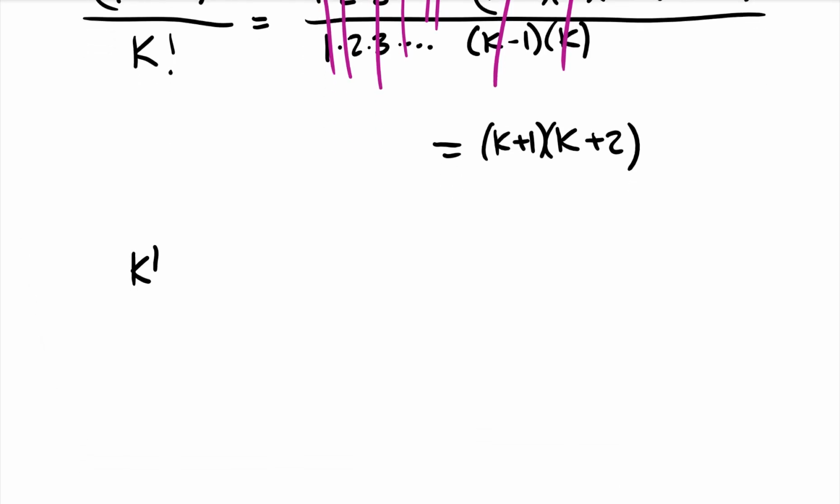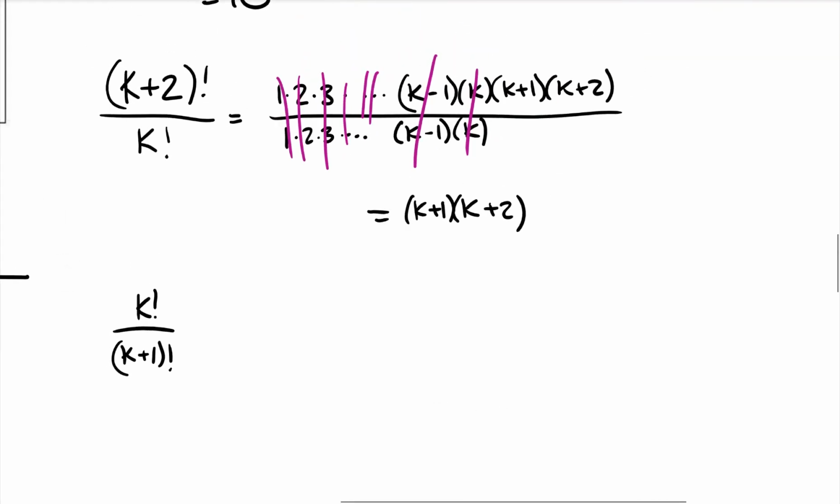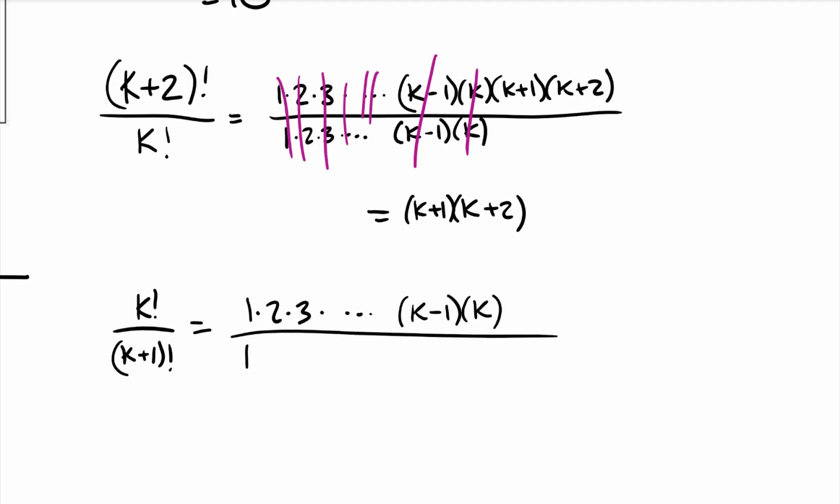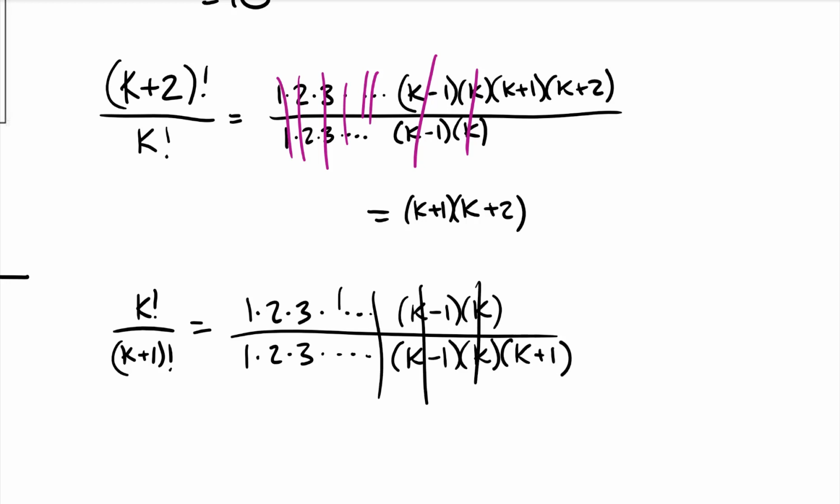And what's k factorial over k plus 1 factorial? From the last one, I'm hoping you can see what it's going to turn out to be. Up top, 1 times 2 times 3 times ... k minus 1 up to k, and on the bottom 1 times 2 times 3 times ... k minus 1, k, k plus 1. Everything else cancels out and just leaves you with 1 over k plus 1. Must know it. So we're going to mess around with these factorials inside of problems.